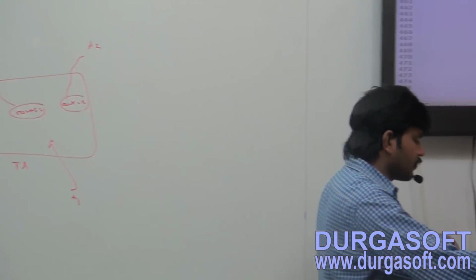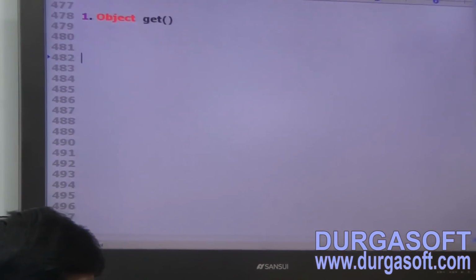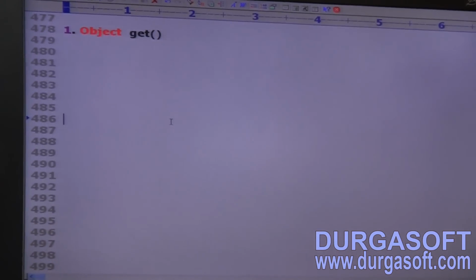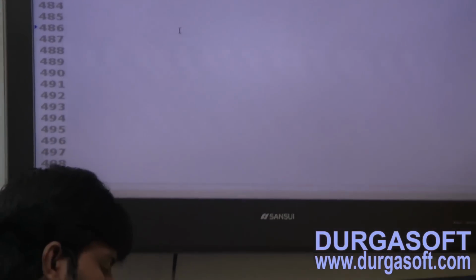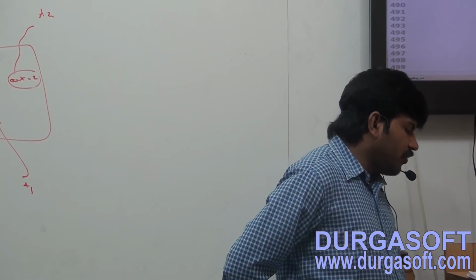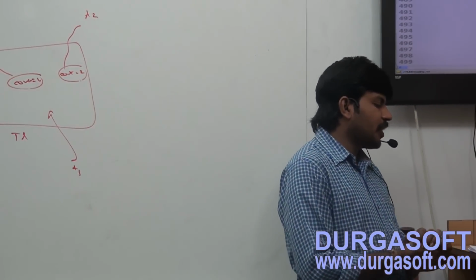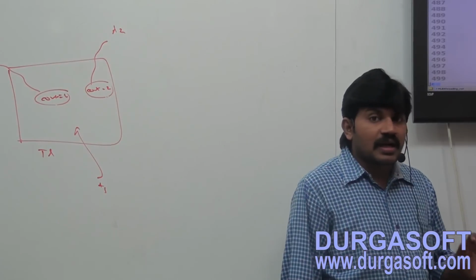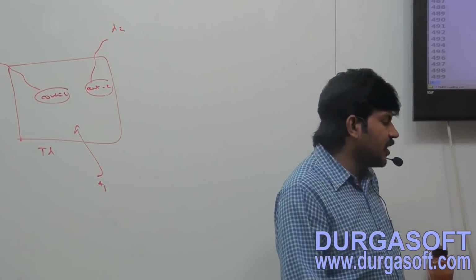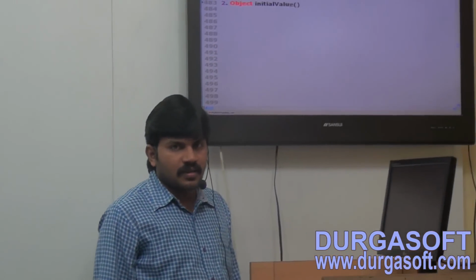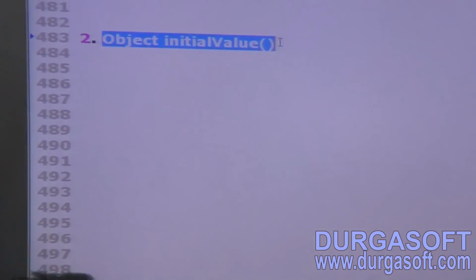Anyway, first method: Object get. It returns the value of the thread local variable associated with the current thread.